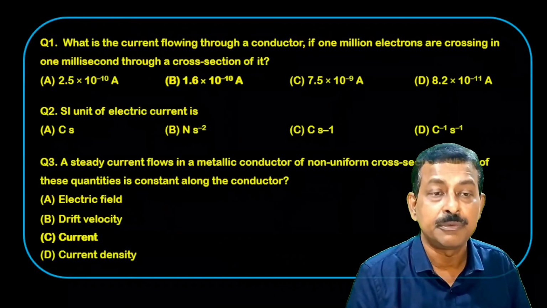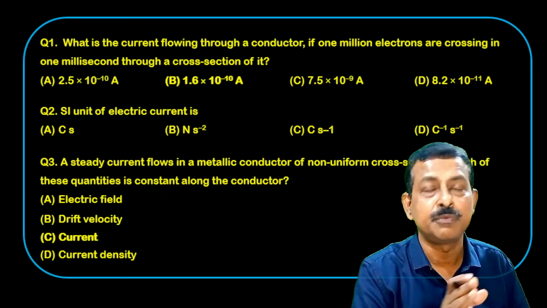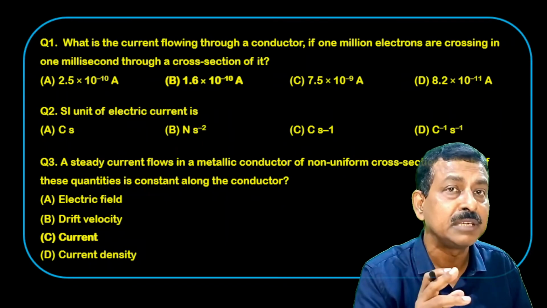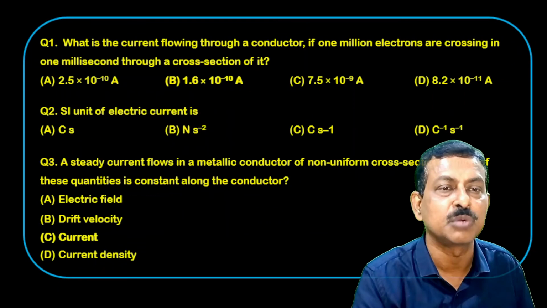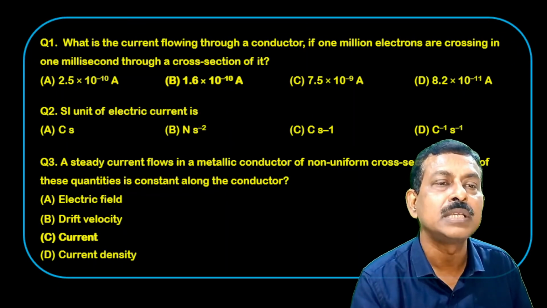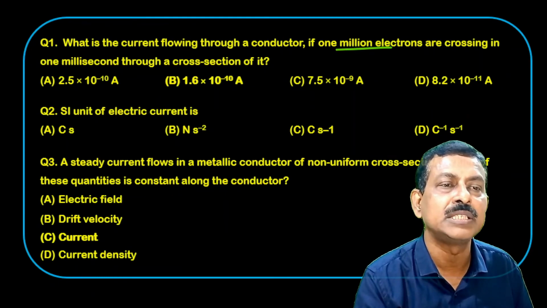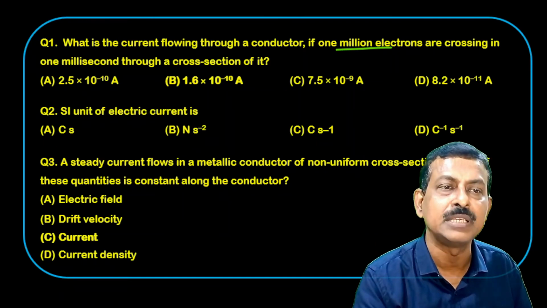Now let's see what the questions are. They are related to the flow of current through a conductor of variable area of cross section that was given in the passage. Now let's see the questions. What is the current flowing through a conductor if 1 million electrons are crossing in 1 millisecond through a cross section of it? You have been asked to find the current.